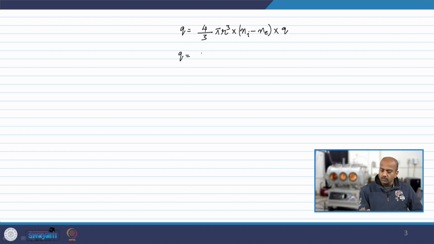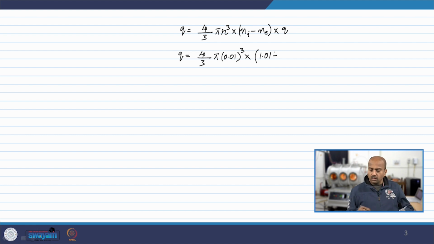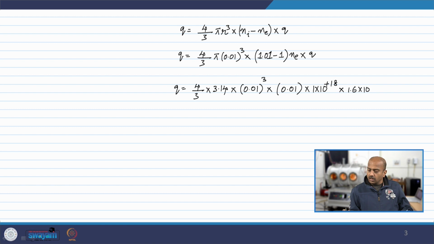So, Q is equal to 4 by 3, the radius of the sphere is 0.01 meter cubed, Ni is 1.01 times Ne, 1.01 minus 1 times Ne times Q. So, Q becomes 4 by 3 into 3.14 into 0.01 cubed into 0.01 into 1 into 10 to the power of plus 18. The charge is 1.6 times 10 to the power of minus 19. This is the additional charge, right.